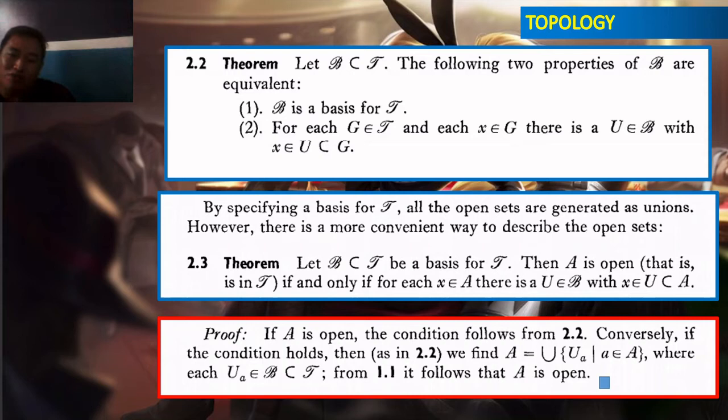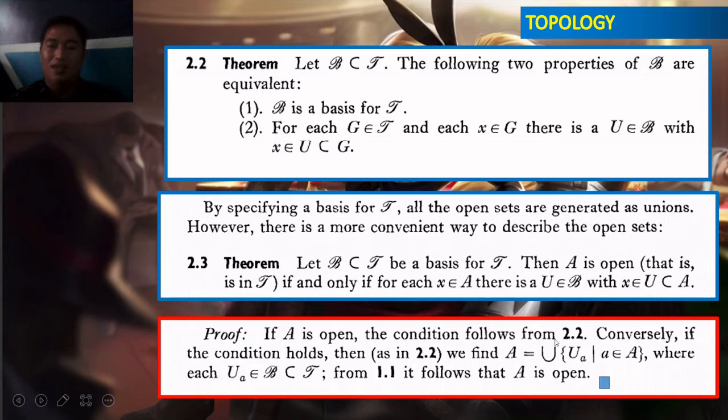Again, if A is open, since script B is a basis for tau, and A open means A is an element in tau, then G is an element in tau. So by Theorem 2.2, for each x element in A there is a U element in script B with x element in U subset of A. So we have proven the first direction, 1 to 2. The condition follows directly from 2.2.